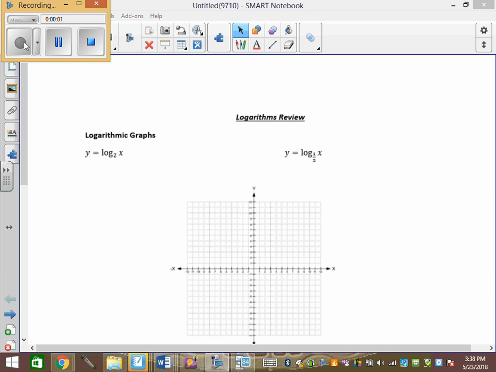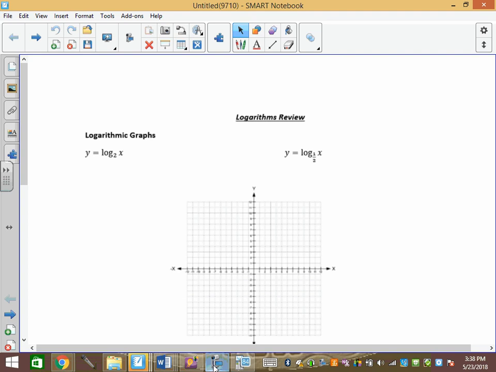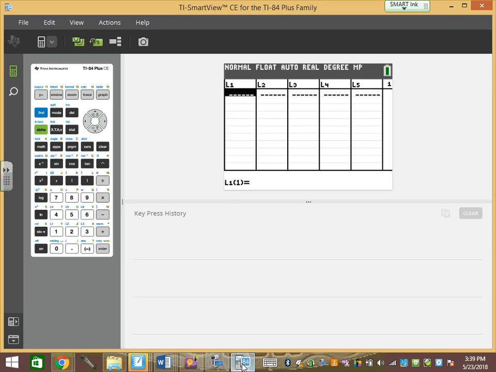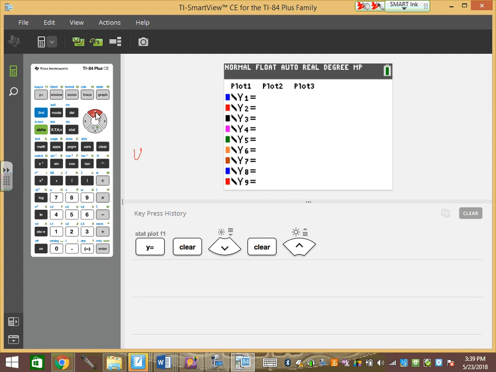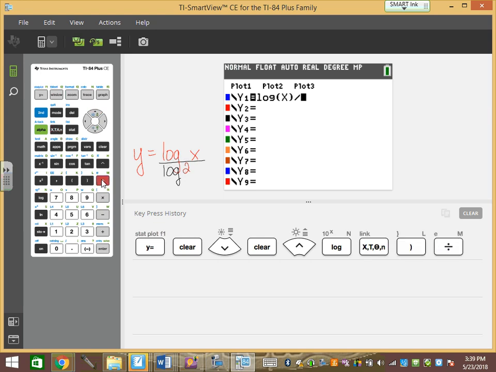Okay, we're looking at the logarithms review, and we're going to look at some logarithm graphs. So if we look at log base 2 of x, we're going to remember we can put this in as log base 2 of x. If we don't have the log base button, we can remember that we can always type it in like this. Remember, put the log on the bottom. So we're going to get log x divided by log 2.